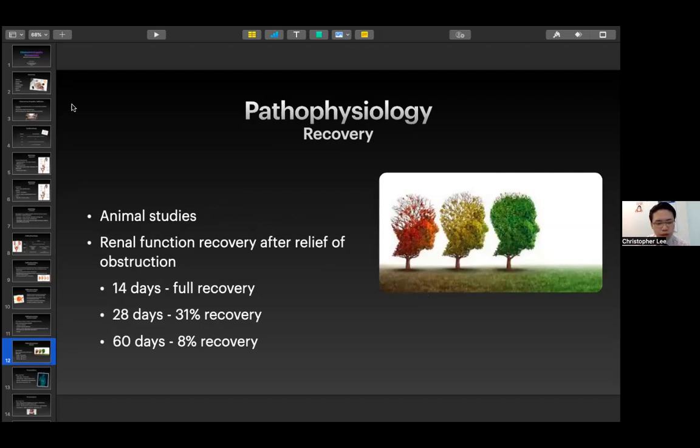If it's relieved within 14 days, then a full recovery can be expected. If obstruction occurs for 1 month, then only about 31% of recovery can be expected. And after 2 months, it's a very grim prognosis with only 8% chance of recovery.